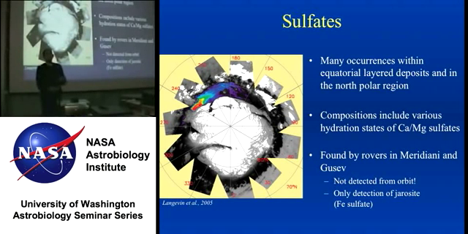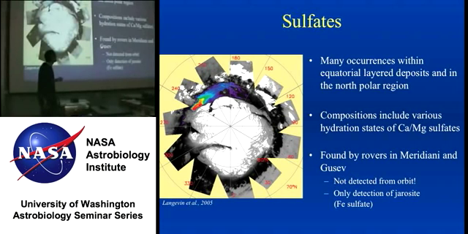So you don't see sulfates anywhere outside of equatorial Mars except for right next to the polar cap. And what it's doing there and why it's there is sort of anybody's guess at this point. So the compositions include various hydration states of calcium and magnesium sulfates, indicating different cations. And basically, the hydration state is very sensitive to the temperature environment. So you can basically get at what the history of the sulfates has been in recent climate history. And of course, as I showed, they're found by rovers in both Meridiani and in Gusev.